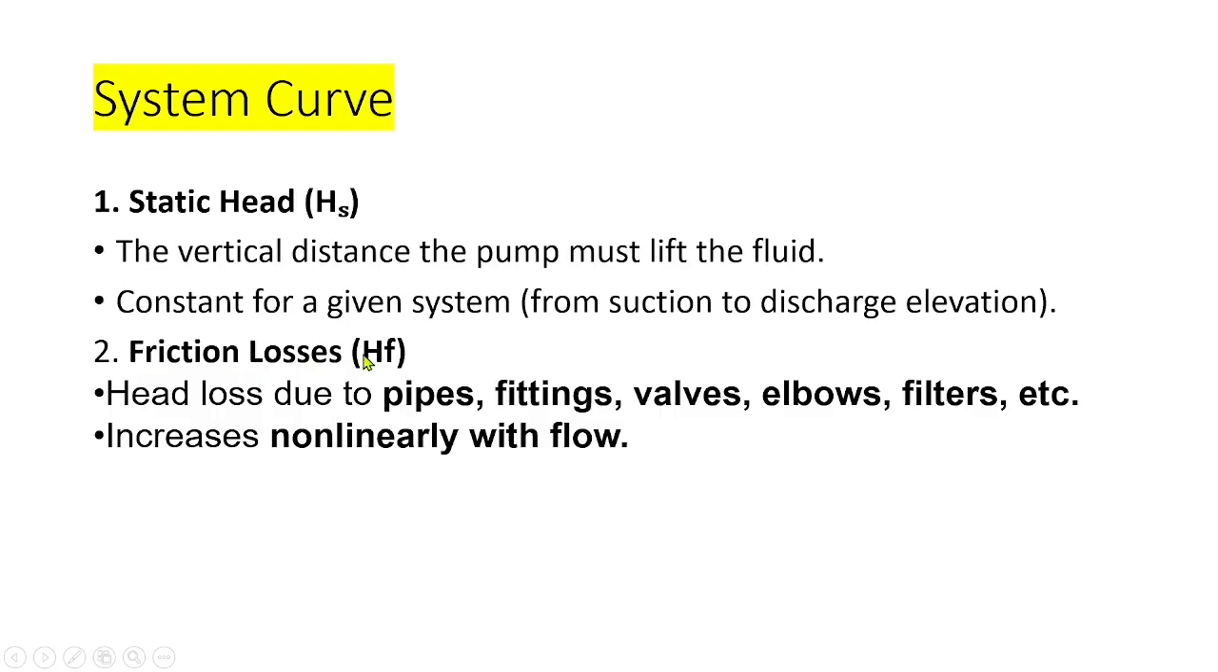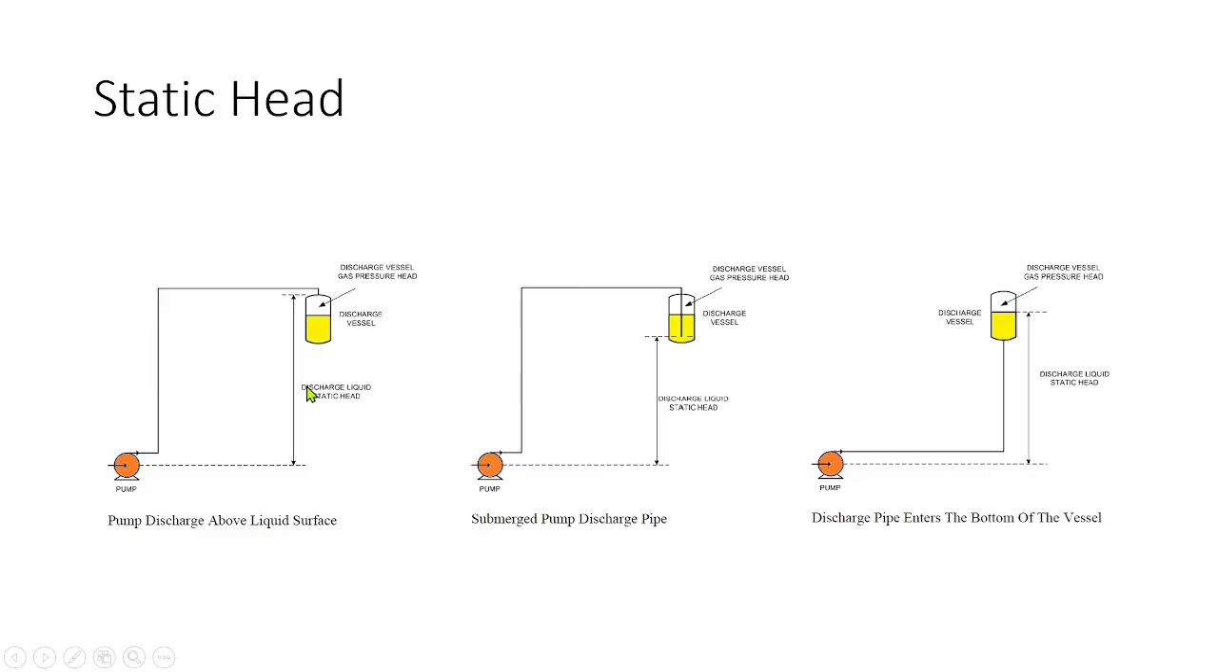The second one is friction losses. Friction losses are due to pipe friction, fittings, valves, elbows, filters, etc. All these factors will contribute to friction losses. When we find these two, we will make a summation. We will make the sum of both.